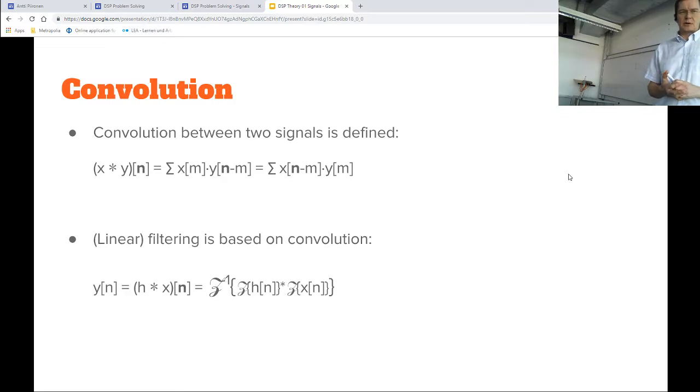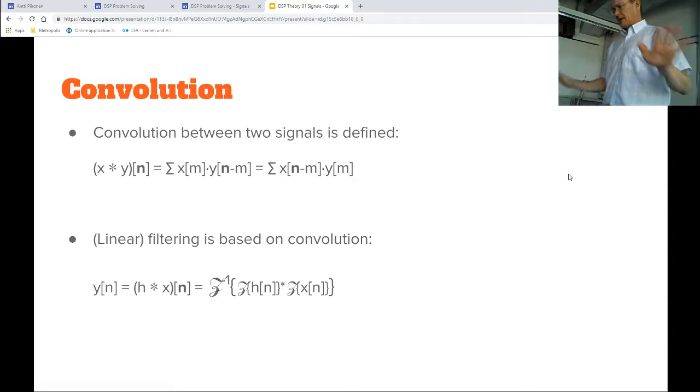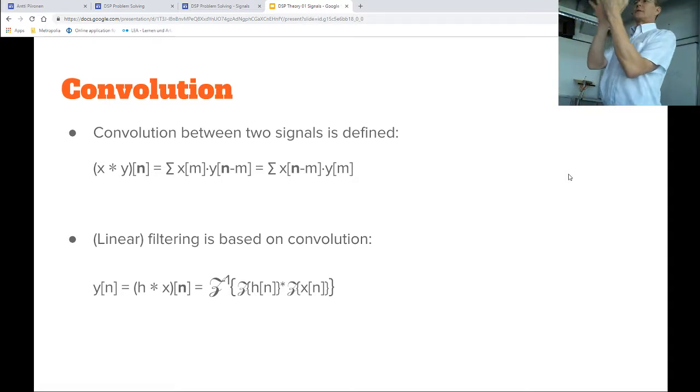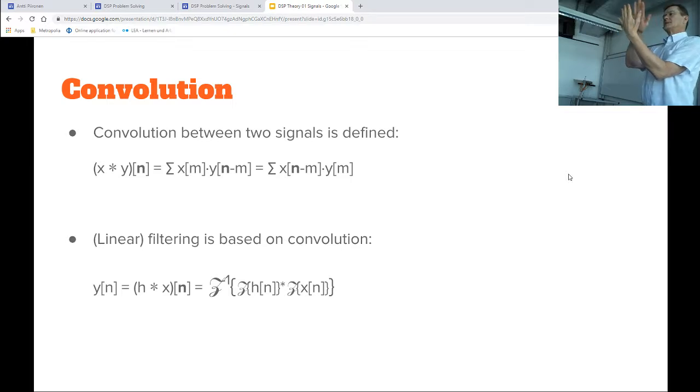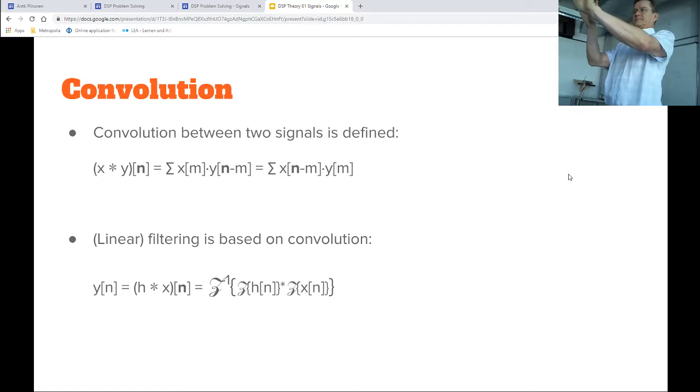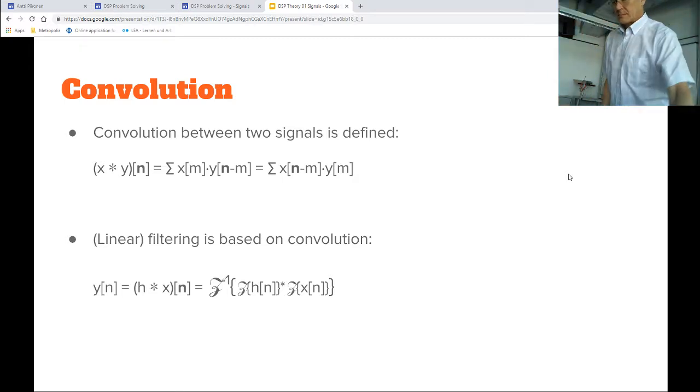Right. Convolution. Convolution is almost like correlation, but instead of, okay, this was the correlation, instead of doing it piece by piece, you time-reverse the other one, and then basically do the same thing as in correlation. Why? Basically, linear filtering.